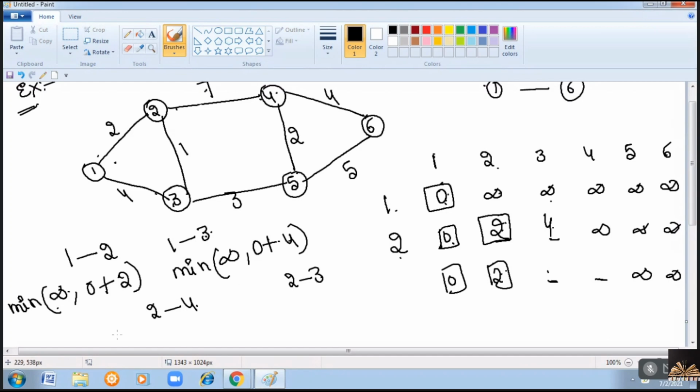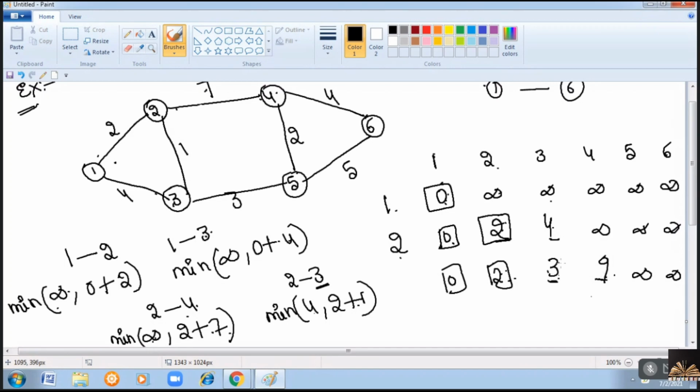So find the 2 to 4 edge. For the 2 to 4 edge, minimum of, what is the destination value for 4? Infinity, comma. Marked value is what? Now the marked value is 2 plus the 2 to 4 edge cost, which is 7. Infinity, comma 9 is 9. Now for 2 to 3, minimum of, what is the destination value for 3? It is 4, comma. Marked value is 2 plus edge cost of 2 to 3, which is 1. So 4, comma 3. What is the minimum value? 3. Now among 3 and 9, 3 is the minimum. So mark it as permanent. 3 is with respect to the vertex 3.